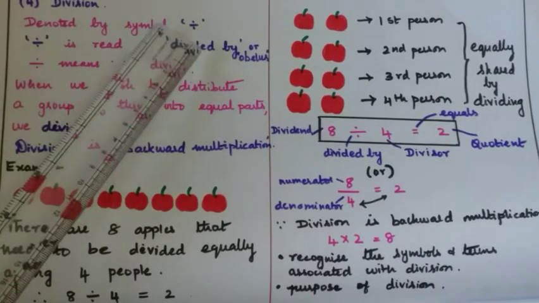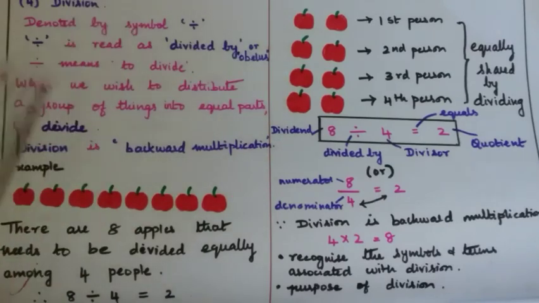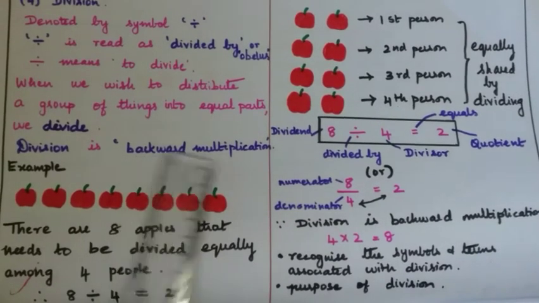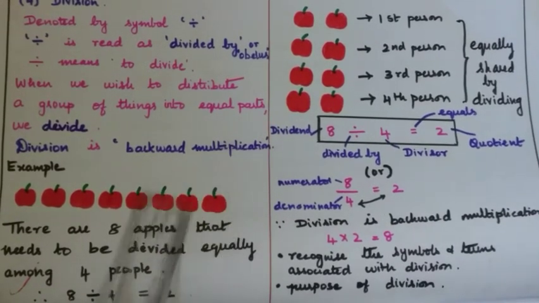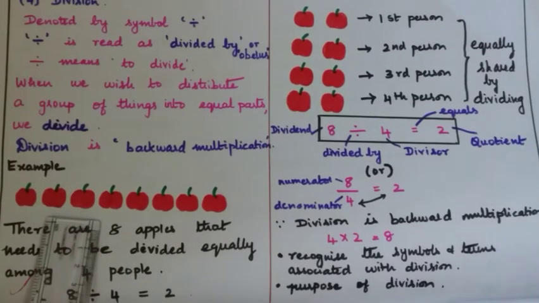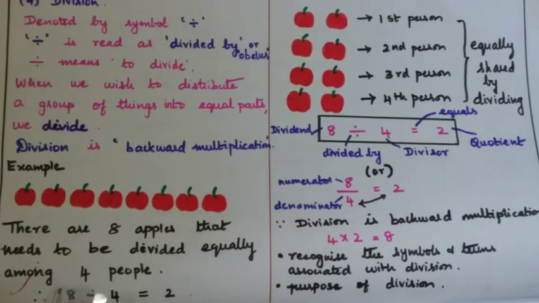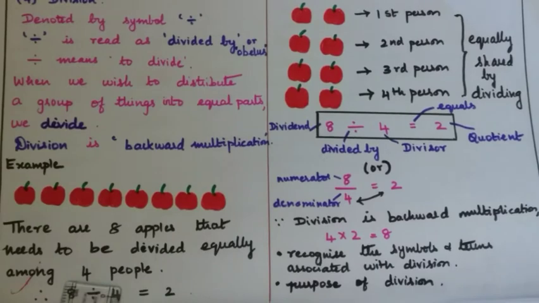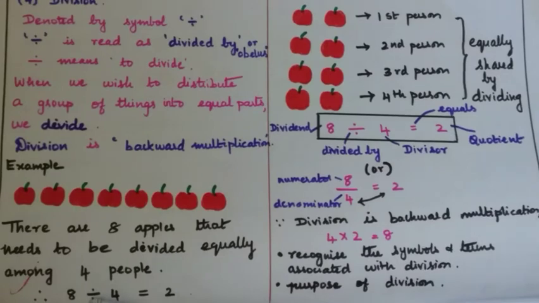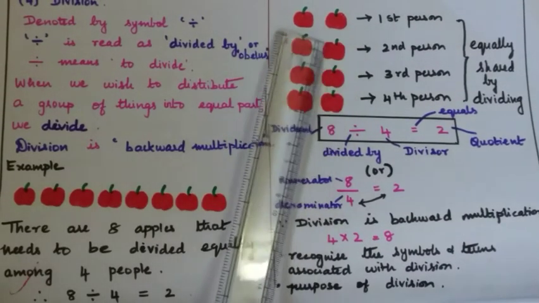When we wish to distribute a group of things into equal parts, then we perform division. Okay, division is nothing but backward multiplication. Now let us explain the concept of division with a simple example. Say there are 8 apples that need to be equally distributed among 4 people, then we perform division. So here we are dividing 8 apples equally among 4 people and we get the result as 2.